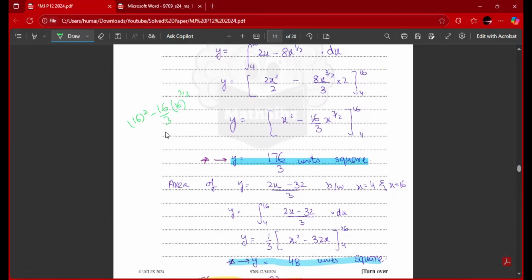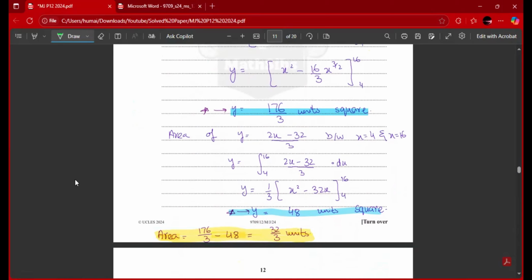We solve it. Similarly, we do it for 4 and solve this part as well. Then we subtract this one from this one. And that's how we get the area between points A and B for the curve. This is not our final answer.